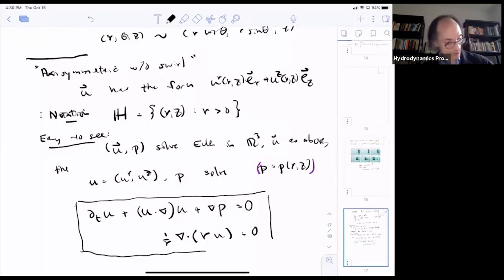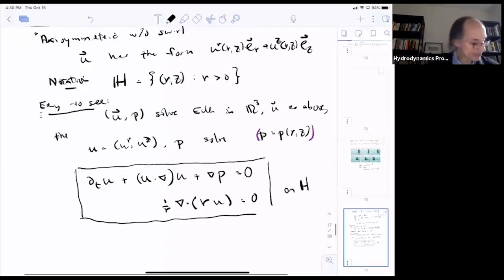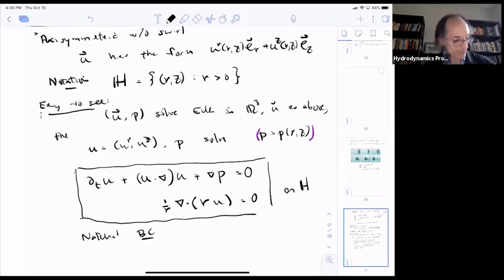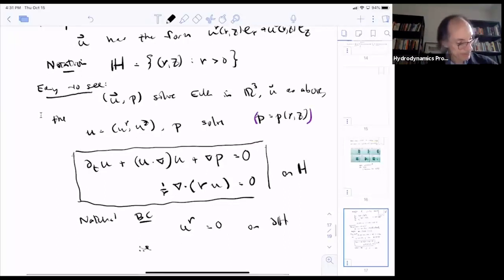And so this is on the half plane H, and the natural boundary conditions are that the r component is 0 on the boundary of H. In other words, the boundary is where r is equal to 0, and the r component is the normal component: u dot unit normal is equal to 0. This is natural. We're used to thinking of this as saying you can't flow through the boundary. That's what it would mean in R3. It means something different here.